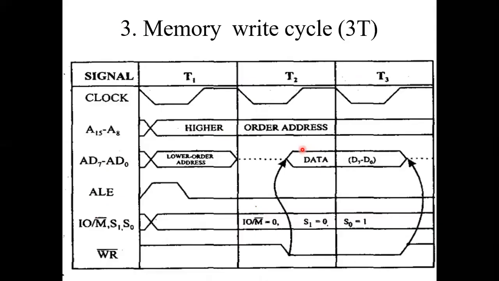Memory write cycle. These are the clock pulses, with the same AD15, AD0 to AD7, and ALE. You are selecting 0 1 and memory. Then it is a write operation because it is a memory write, so only when write is active will this data be loaded into the address and data bus.